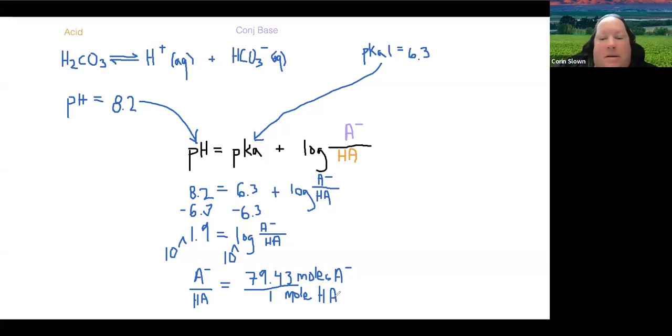So what happens, right, if I add base to this? So that's the first problem we're going to consider. So we've done our first calculation. We know the amount of conjugate base we have. We know the amount of acid that we have, right? And so at equilibrium, when H2CO3 is in water, we have 79.43 moles of A minus for every 1 mole of HA. And that's what our pKa is going to tell us. Okay, so we're going to hold that information. For our purposes, we're just going to say it's 79 to 1.